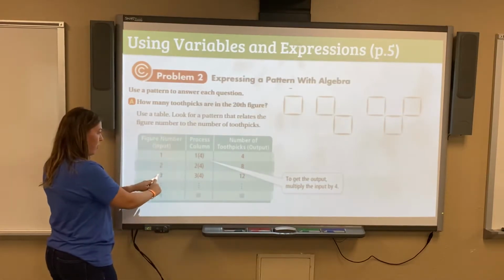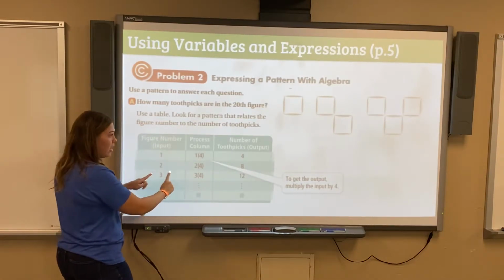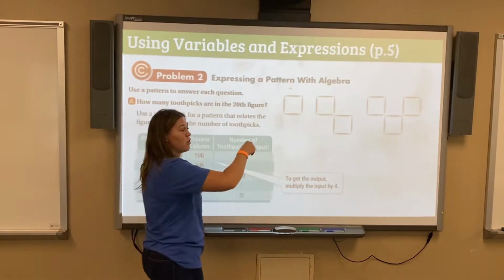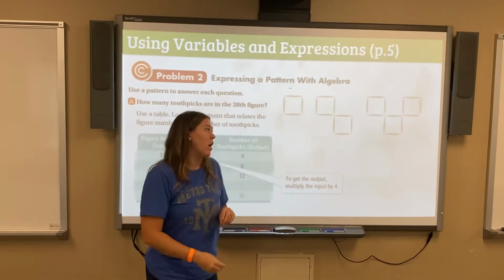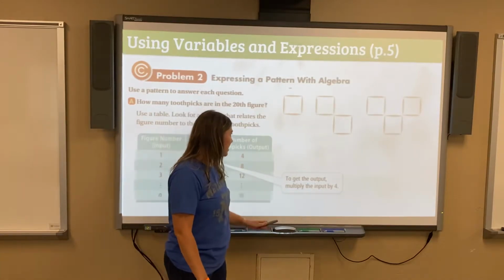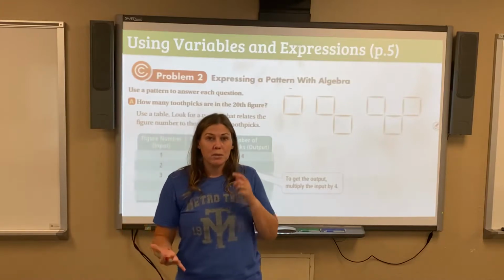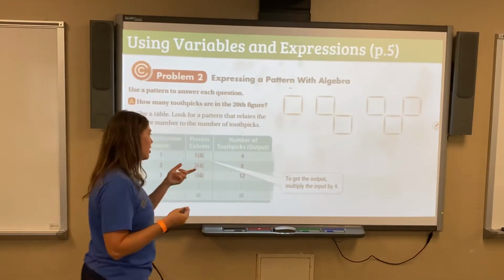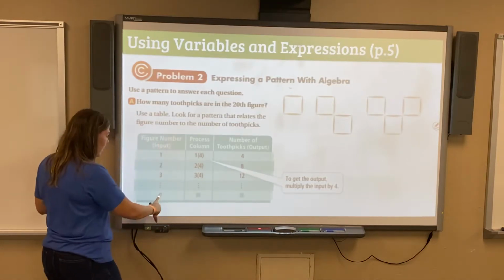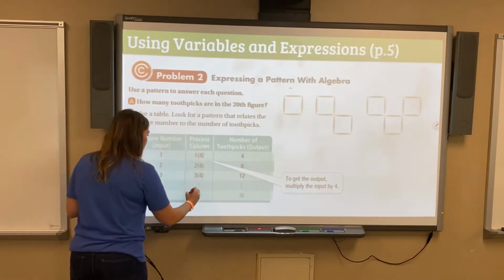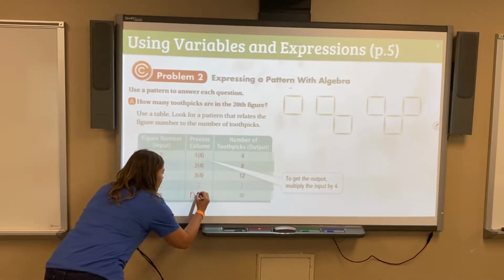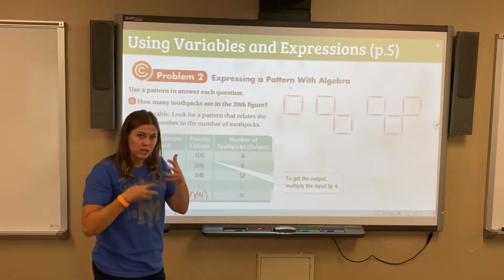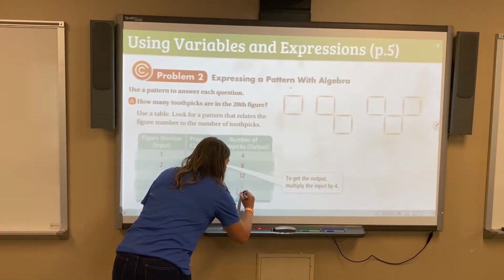Okay, we have our input of 3, and we have our output. We multiply the input by 4 in order to add our 4 toothpicks. So we could represent this by saying we're multiplying 4 by the figure number, which could be represented by n. So we could say figure number n times 4. Well, that doesn't look as pretty. Let's algebraically say that's just 4n.